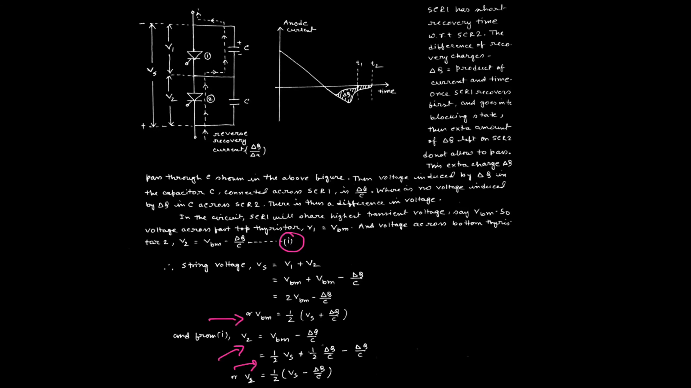So this is all about the static equalizing circuit and dynamic equalizing circuit, and how we can distribute the same amount of voltage across each SCR for series connected SCRs in a string in this way.